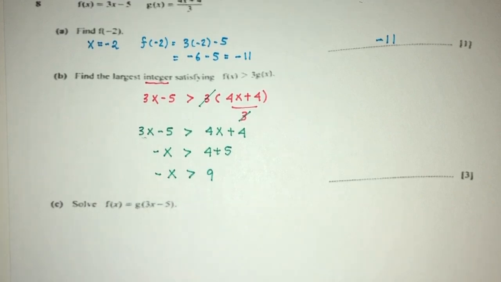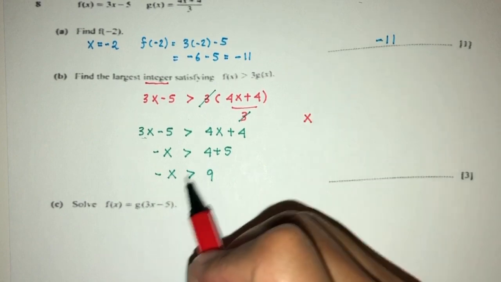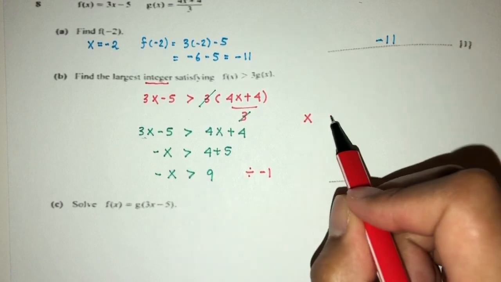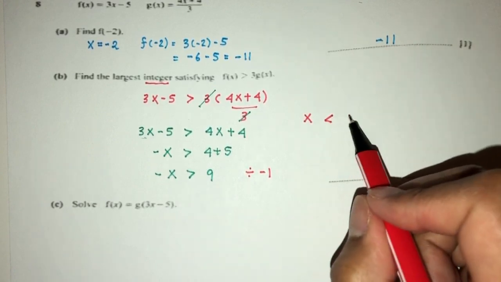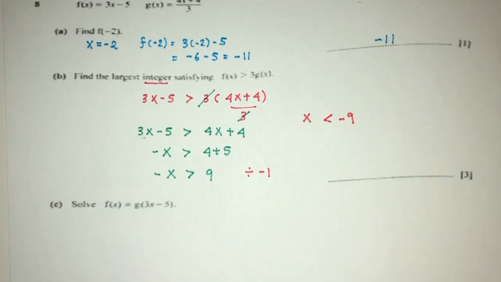But obviously we're trying to find the value of x here. So divide by a negative value of 1. Because we are dividing by minus 1, the sign will change. It will become x less than the value of minus 9, sorry.